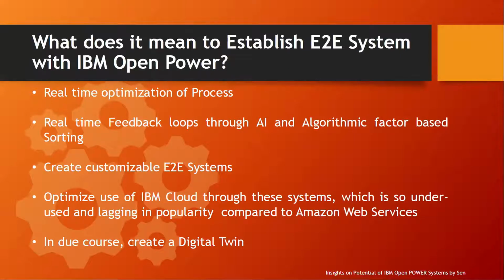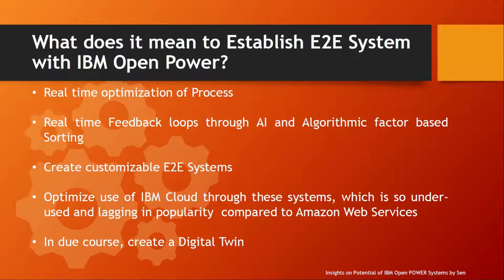So what does it mean to establish an E2E system with IBM OpenPOWER? When I said an end-to-end system, I wanted to refer that we would have real-time optimization of the process. So let's say we have a system and we want to optimize each of those processes. However, sometimes we do not have an opportunity to implement the modules that are existing from IBM OpenPOWER. So we would try to maximize the utilization of these modules and optimize the process itself. Meanwhile, we will also have real-time feedback loops through AI and algorithmic factor-based sorting. So this is something which is again interesting.